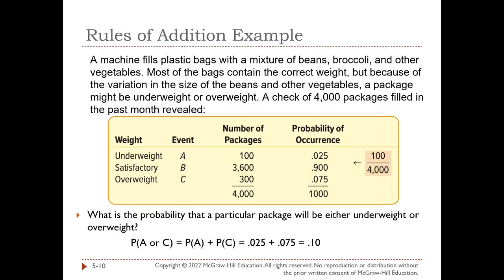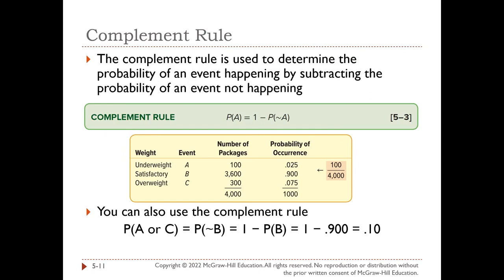So basically, it's doing the same thing as addition, but doing subtraction instead. So this rule is useful because sometimes it is easier to calculate the probability of an event happening by determining the probability of it not happening and subtracting the result from 1. But they need to be mutually exclusive and exhaustive.